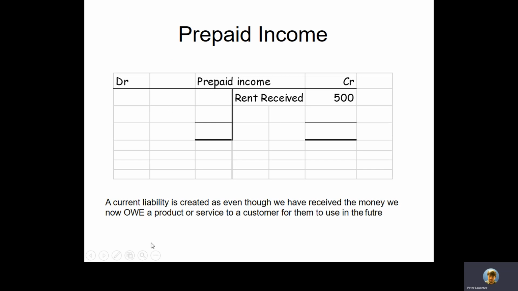So that is a current liability. Now, even though we've received the money, we owe a product. Therefore, it's a liability. All right, so we owe them this rent. So we've got a liability of something we've got to give to somebody else. So that's another reason why these are also called other payables. It's not for stock, but we owe somebody money or a service, so it can be called other payables.